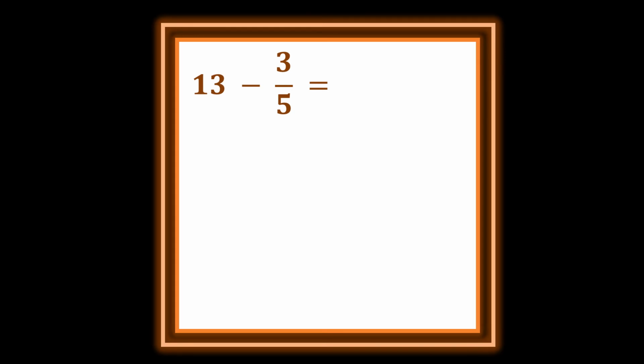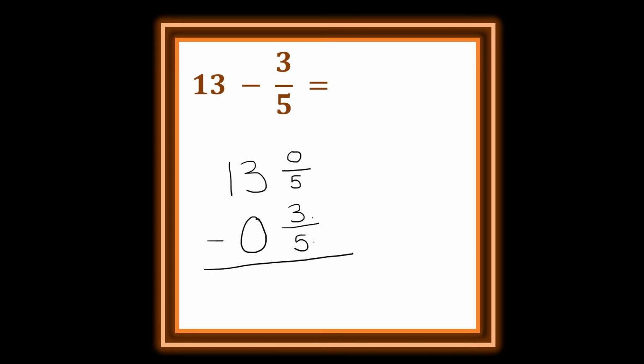Next question. 13 take away 3/5. I write 13 here, take away 3/5. And to set up my problem, I'm going to have to put in placeholders where we have nothing. So under 13, I'm going to write 0 because it is 0 and 3/5. Now, up here, I don't have a fraction, so I have 0 out of something. So I'm going to write 0 out of 5 because I want to have common denominators, and I have a 5 on the bottom. So now I've set up my problem and I can solve.